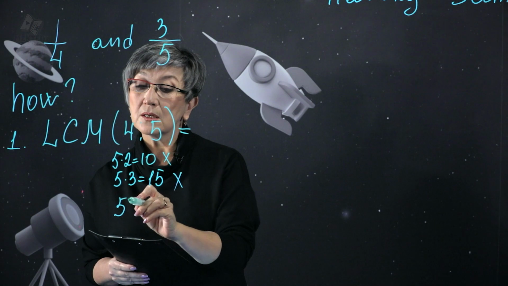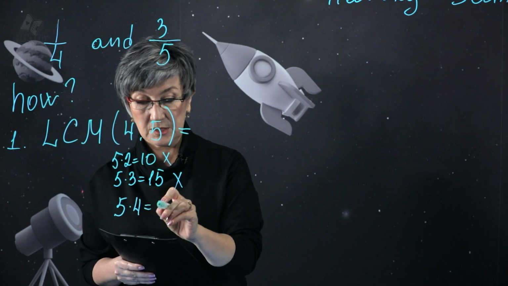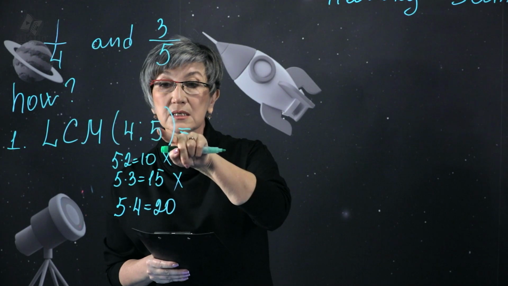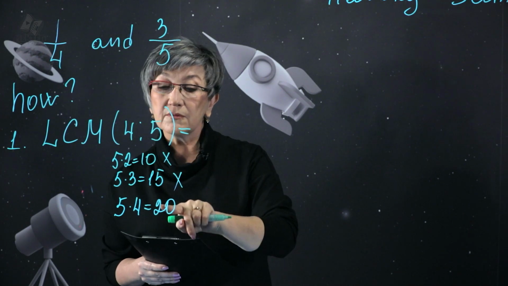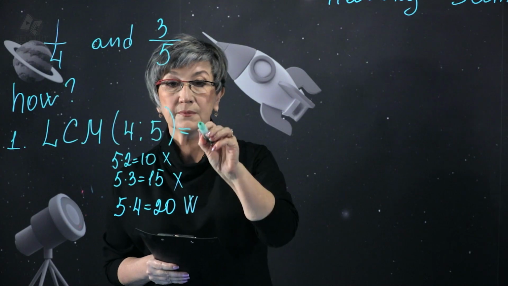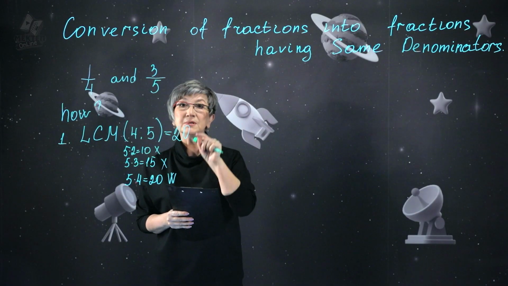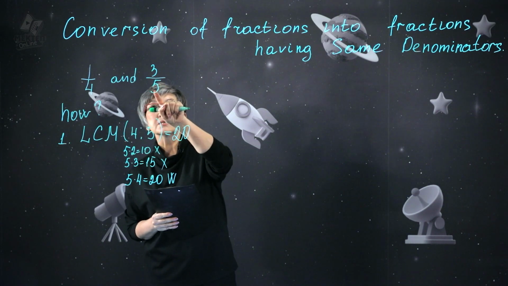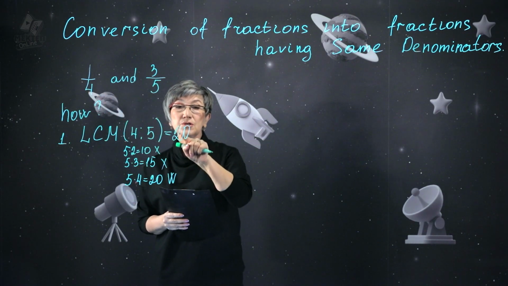Then I multiply 5 by 4 and obtain 20. I'm examining this number. Does 20 divide by 5? Yes. Does 20 divide by 4? Yes. Then 20 will be our LCD, the smallest common multiple of all the denominators in the fractions. Instead of these denominators, the number 20 will be used.